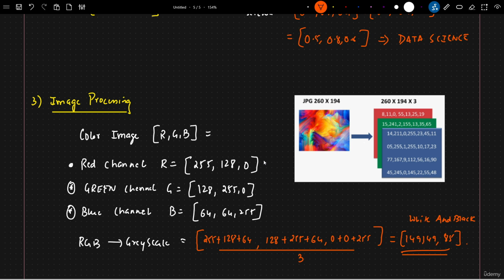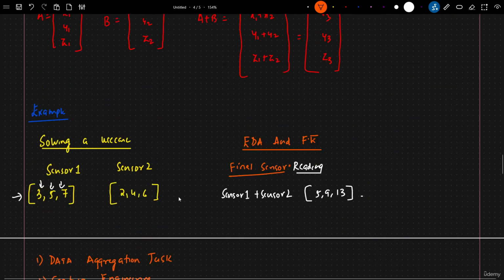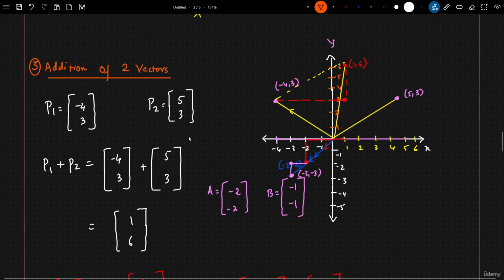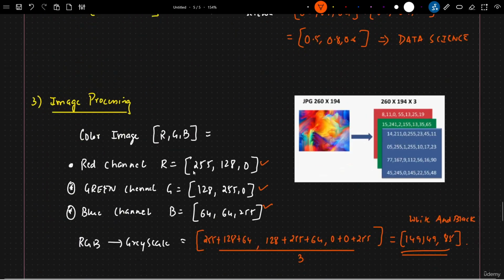At the end of the day, each channel is represented by a vector, and we can sum up all these vectors in this specific way. This is also heavily used in image processing. I hope you got an idea of what addition of two vectors means, and how, with multiple applications, it can be used in NLP, text pre-processing, and image pre-processing. We have discussed it.